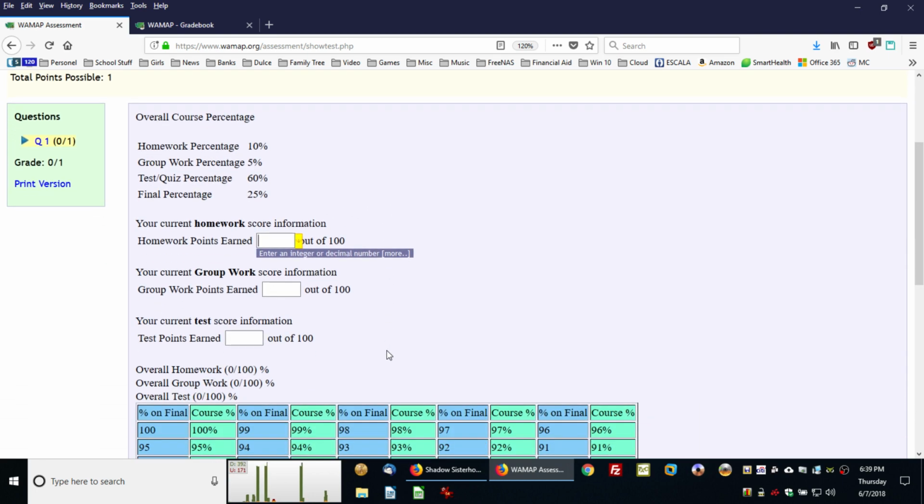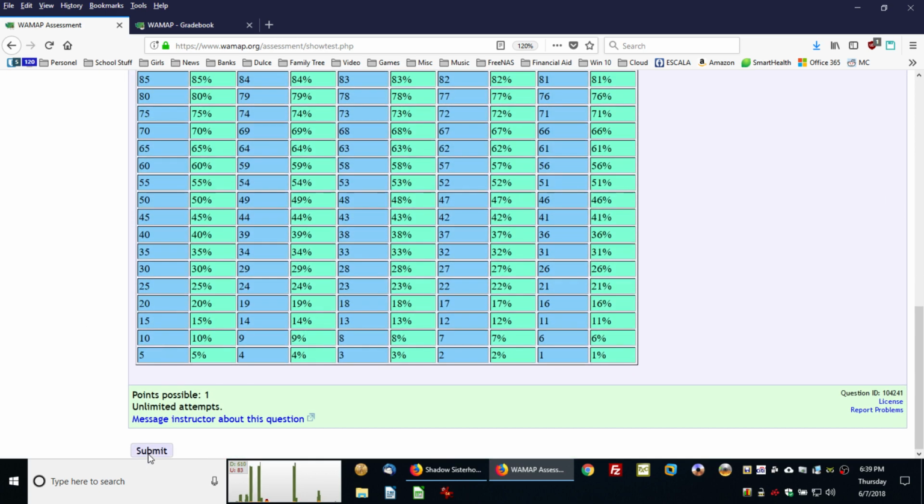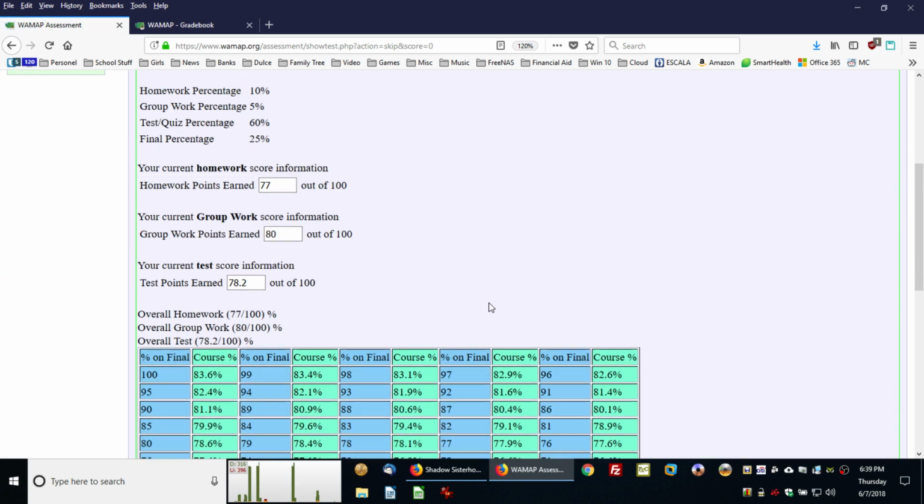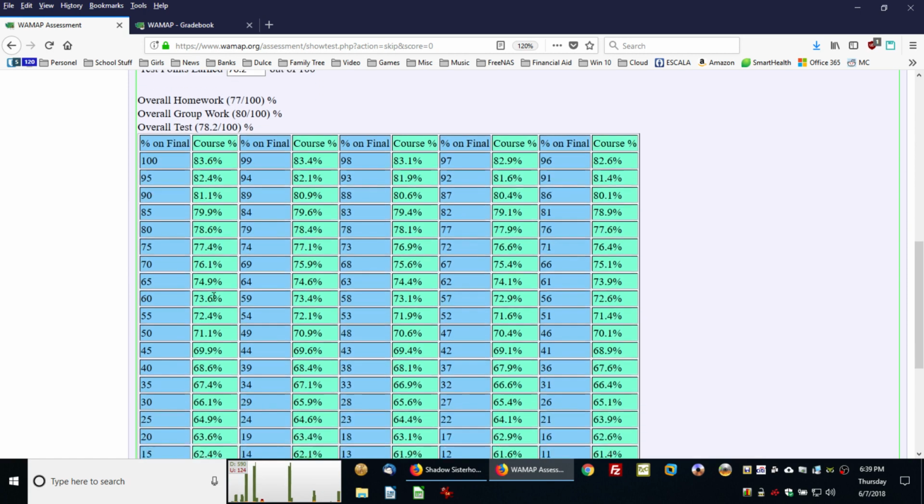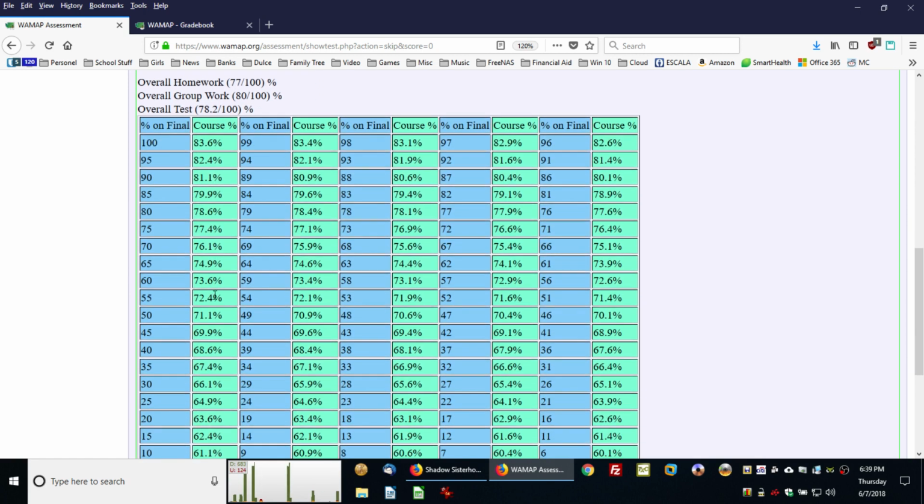Homework is 77%, group work is 80, and the test points earned are 78.2. So now I scroll down and hit submit. And now you can see that if this person would get 100 on the final, their course average would be 83.6. If they got a 46 on the final, their course average would be a 70.1, and for my courses that is a C.